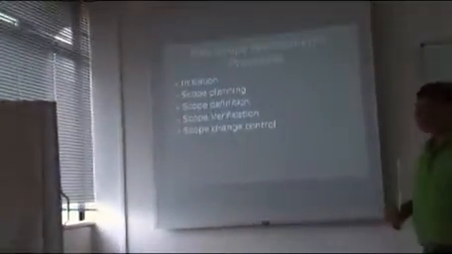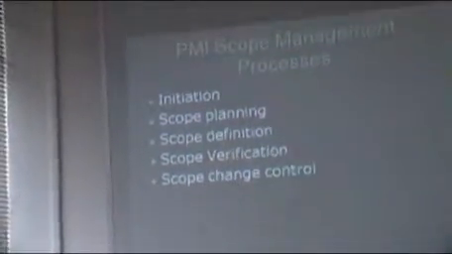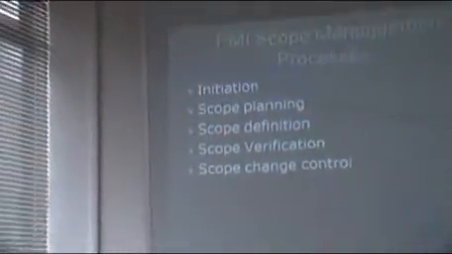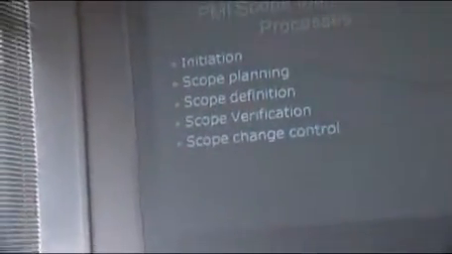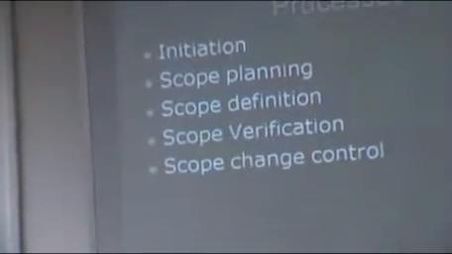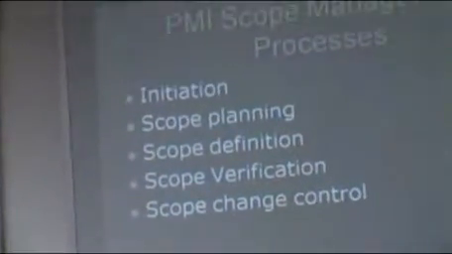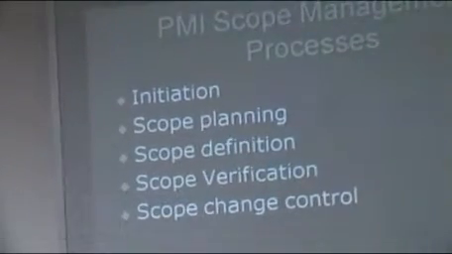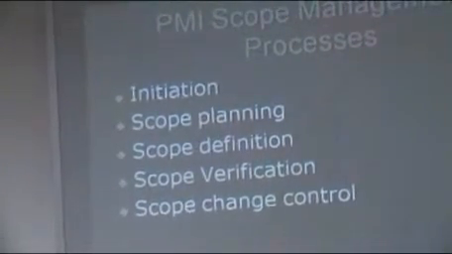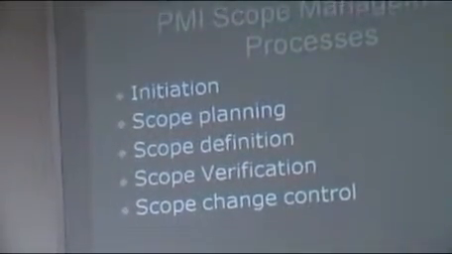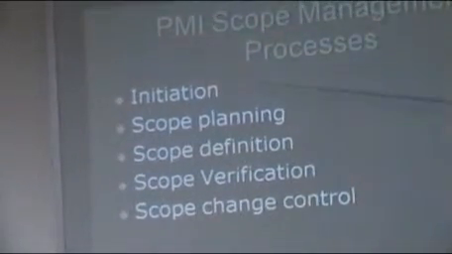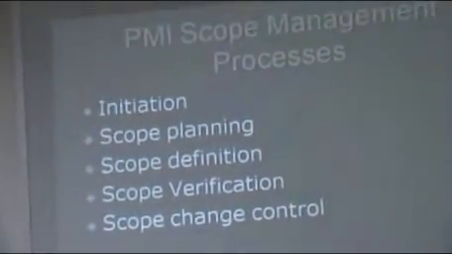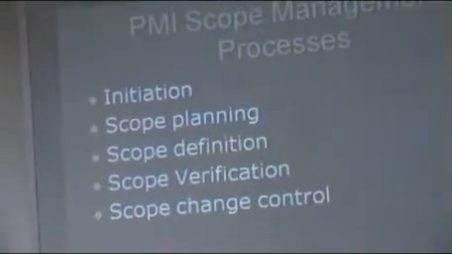The PMI scope management process is as follows. You do a scope initiation. After scope initiation, you do scope planning. After scope planning, you do scope definition. You define the scope. And after the definition of the scope, you do scope verification, and then you do scope change control. However, where does scope initiation take place in the project life cycle?